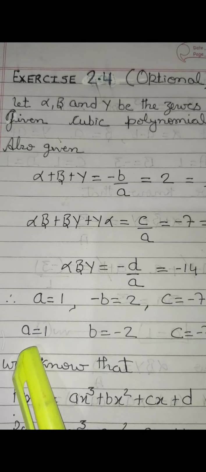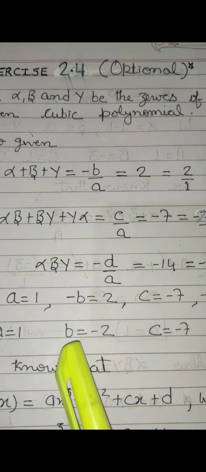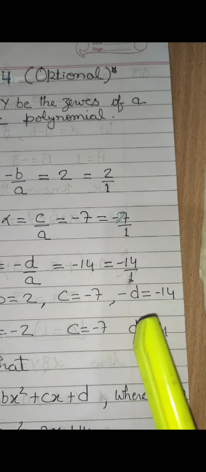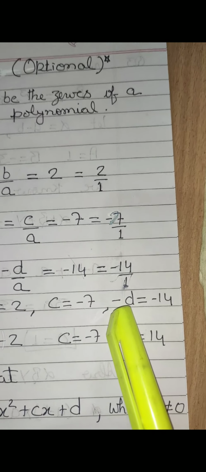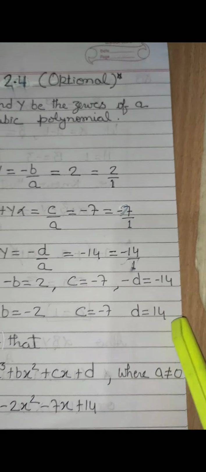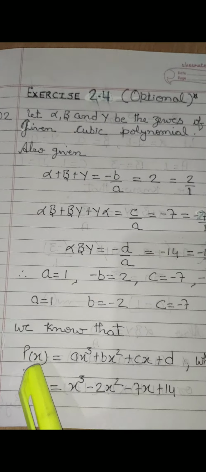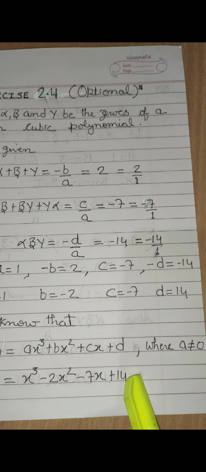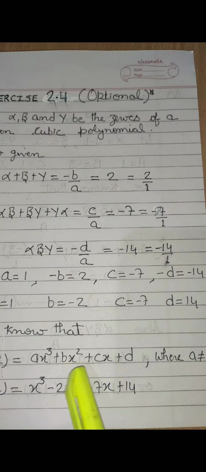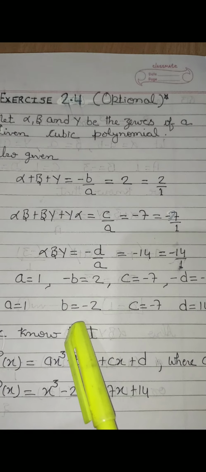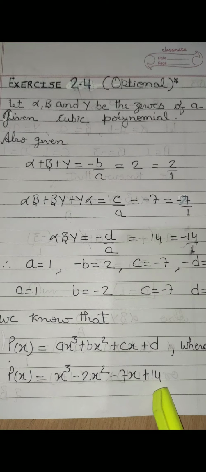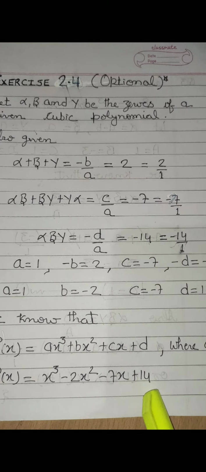A is equal to 1. Shift the negative sign to the other side. So b is equal to minus 2. C is equal to minus 7. We want the value of d, so we have to remove the negative sign. Cancel the negative sign from both sides. So d is equal to 14. We know the general form of a cubic polynomial; substitute the values of a, b, c, d that we have calculated above. As we substitute, this is the required cubic polynomial and our question is complete.